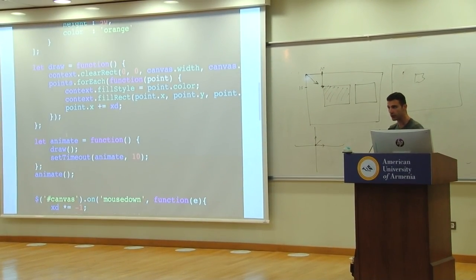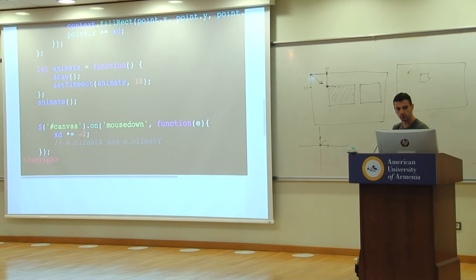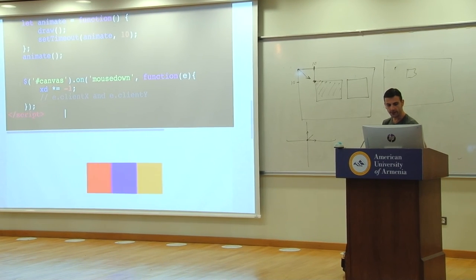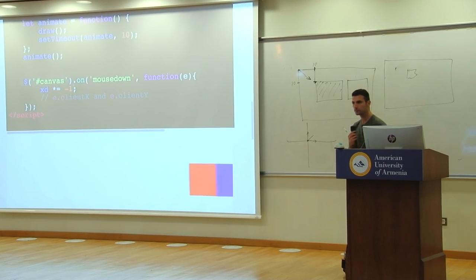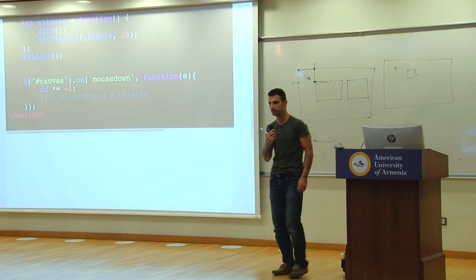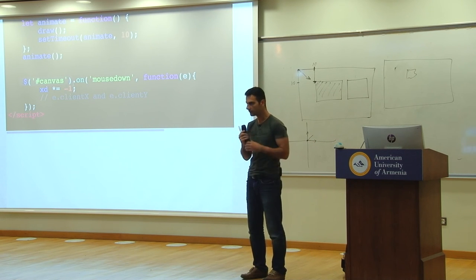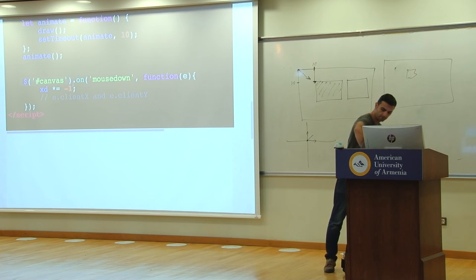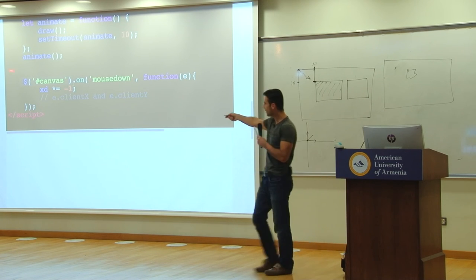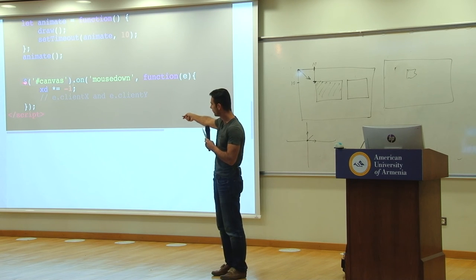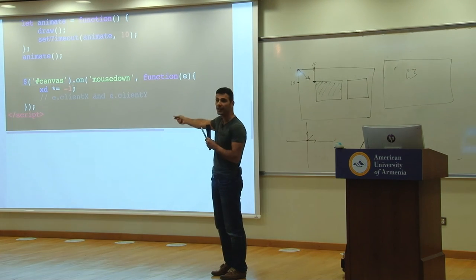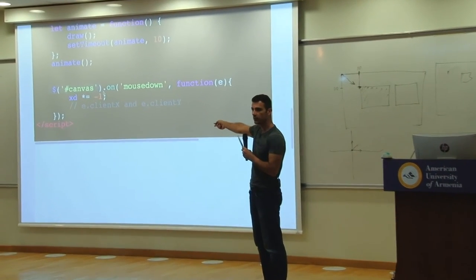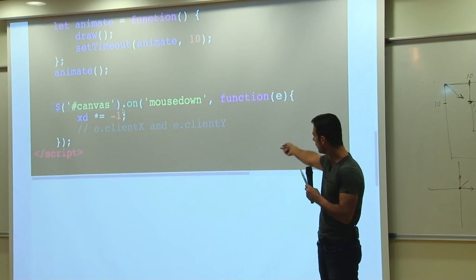So far, nothing has changed, right? But watch this. What does that do? Each time you move your mouse down, it will see. Wait, let's go one at a time. What does just that much do? It selects a canvas. What does that do? It registers an event listener. What does that do?